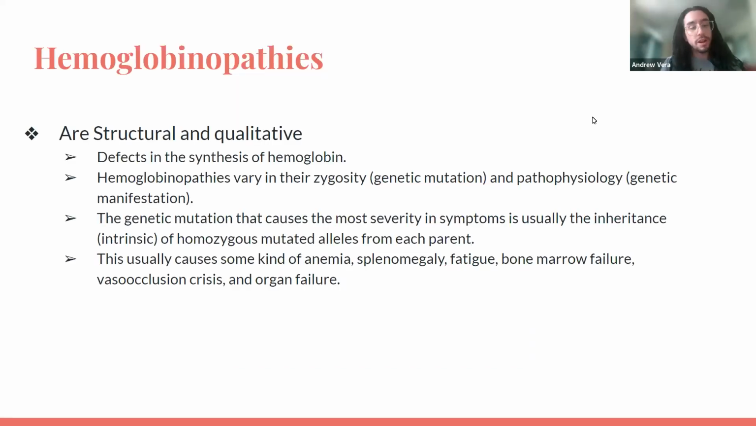So what are hemoglobinopathies? Hemoglobinopathies are structural and qualitative defects in the synthesis and configuration of hemoglobin. There are alpha-like and beta-like genes. Alpha-like are on chromosome 16, and beta-like are on chromosome 11. Alpha-like consist of alpha and zeta, and beta-like consist of beta, delta, gamma, and epsilon.